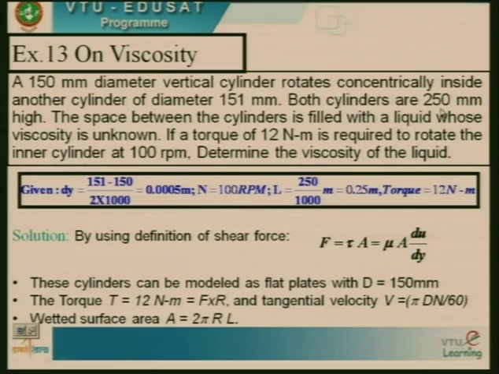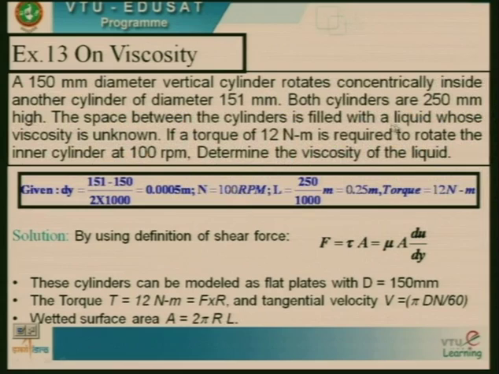So, velocity here is maximum, outside is 0, correct? I repeat. Okay, I will show you the diagram also, do not worry. Both cylinders are 250 mm high, it means this length of the cylinder is 250 mm.